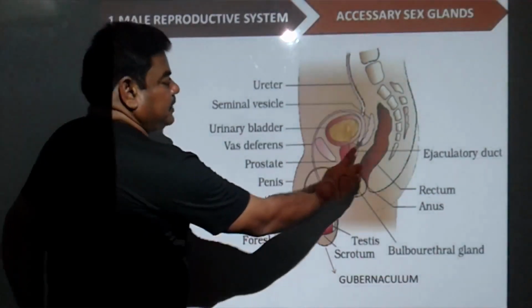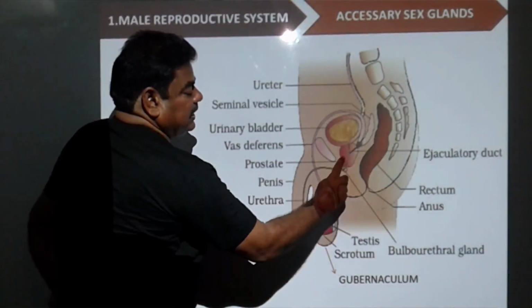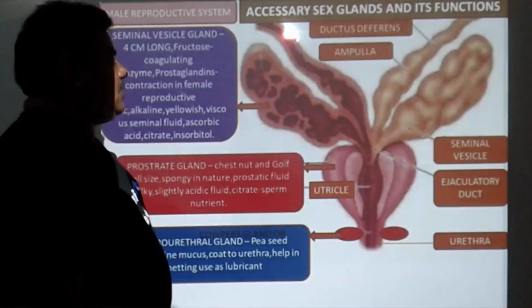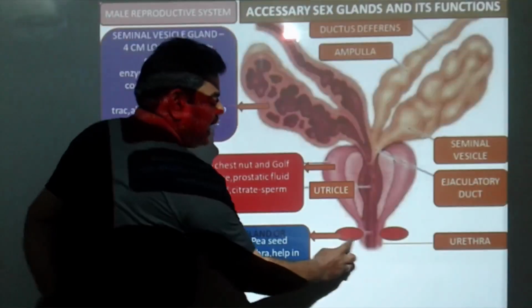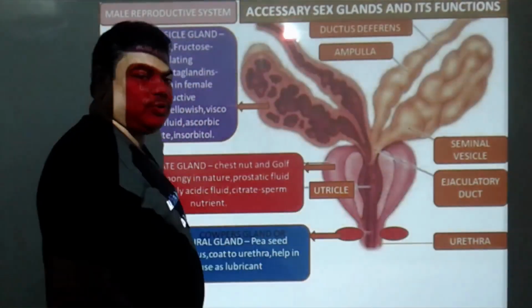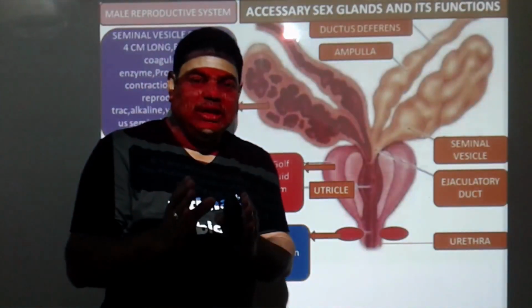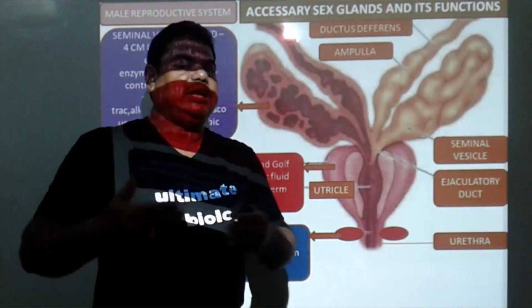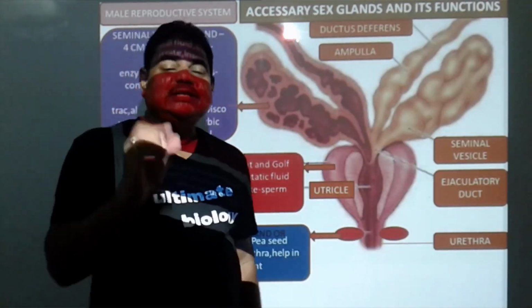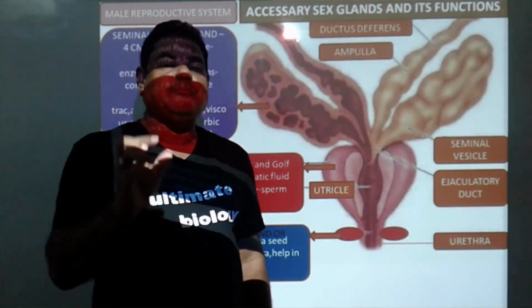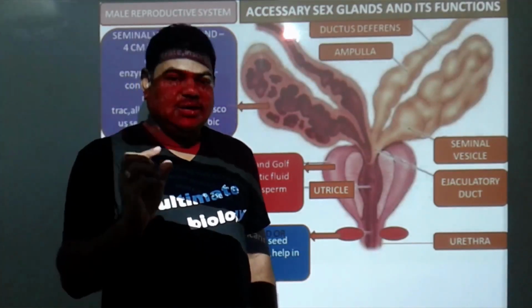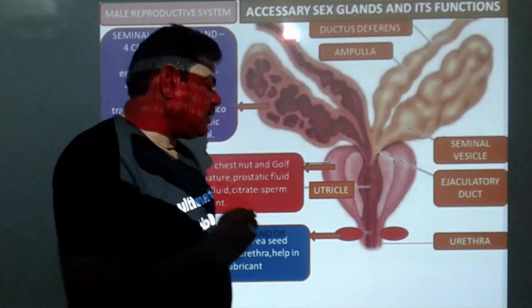First gland, this one, seminal vesicle. Second gland, this one, the prostate gland. The third gland associated with the male reproductive system we call the Cowper's gland or bulbourethral gland. This one is a pea-shaped gland. It is the size of a pea, that much is its size.